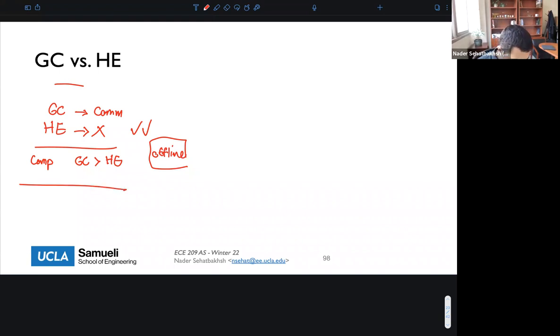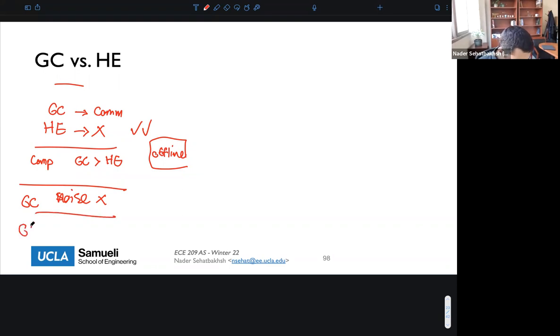The other thing is that there's no notion of noise in GC. So we don't have to be worried about the depth of the network and so on. Whereas for homomorphic encryption, we either have to do fully homomorphic encryption and solve that issue, or we need to use somewhat homomorphic encryption, and in that case, we need to know the depth of the network. So there's no notion of noise in GC, which is a good thing, especially for complicated networks.